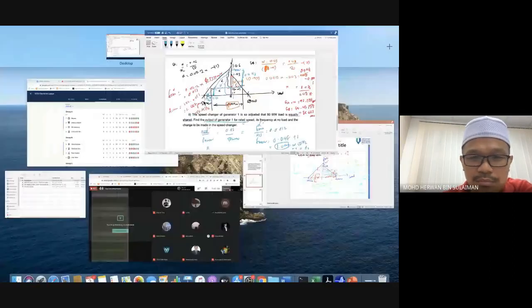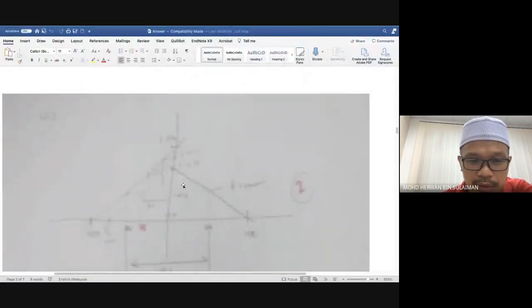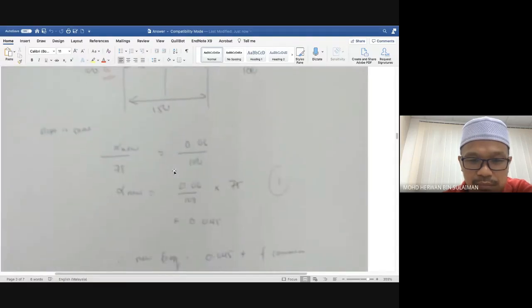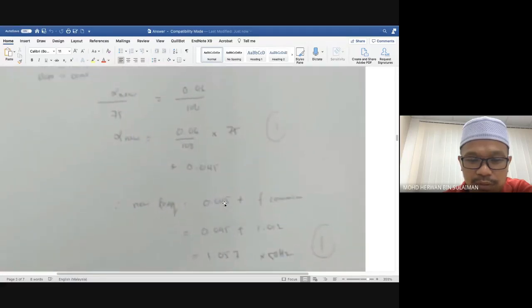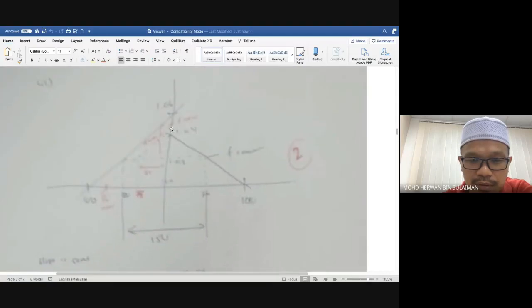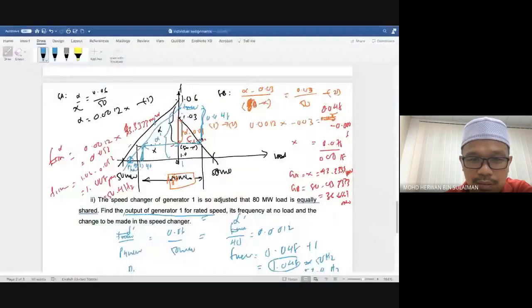tengok gambar je pula. Ya, gambar dia tak sama. Ni atas, ni bawah. Sama. Alpha nu, F common frequency 75. So you want to get F common plus dengan 0.048. F common here. Okay, gambar dia ialah yang ni. This one F common, right?